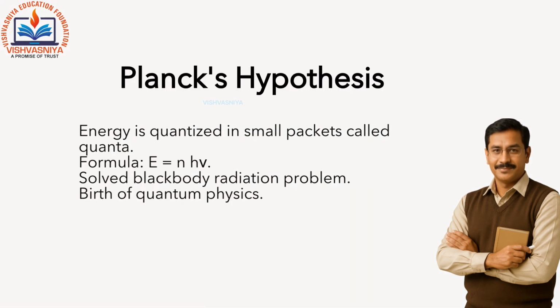Now let's talk about Max Planck's hypothesis. Around the year 1900, there was a big problem with explaining blackbody radiation. Classical physics predicted infinite energy at short wavelengths. This was called the ultraviolet catastrophe. Planck gave a revolutionary idea. He said energy is not continuous but comes in small packets called quanta. The formula is E equals n h nu, where n is a whole number. This was the beginning of quantum physics.